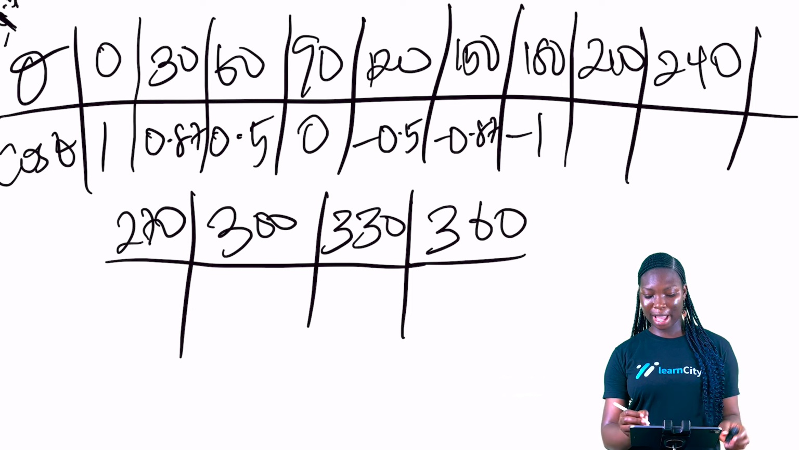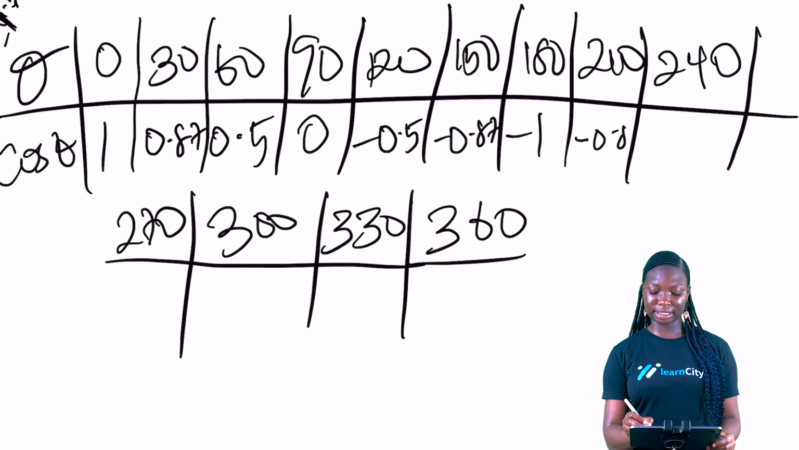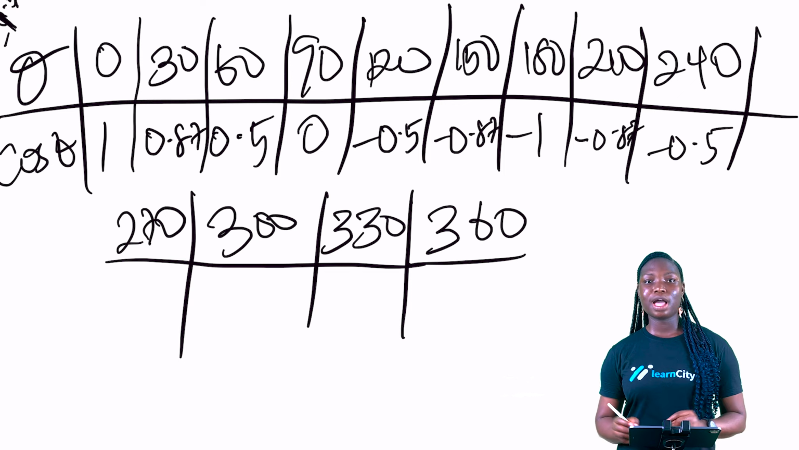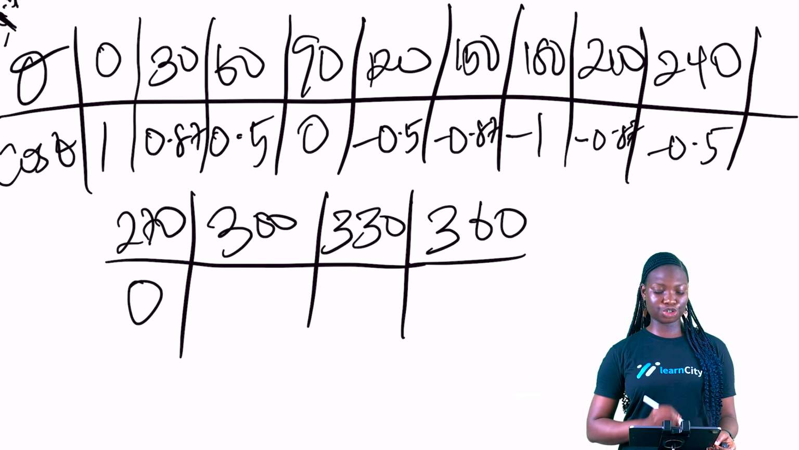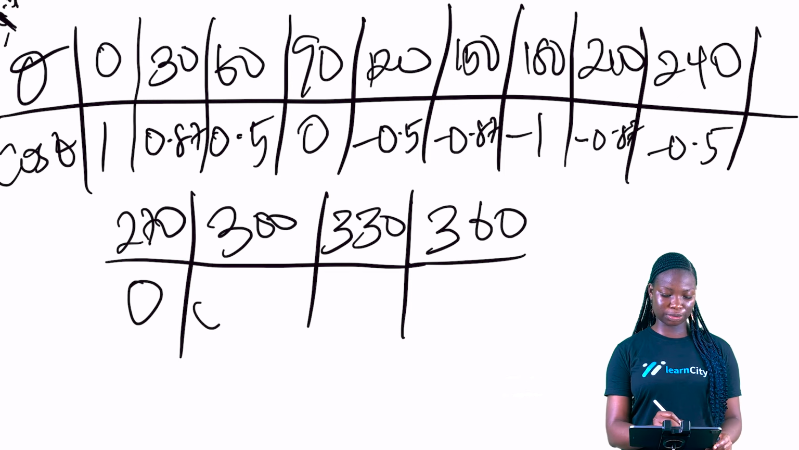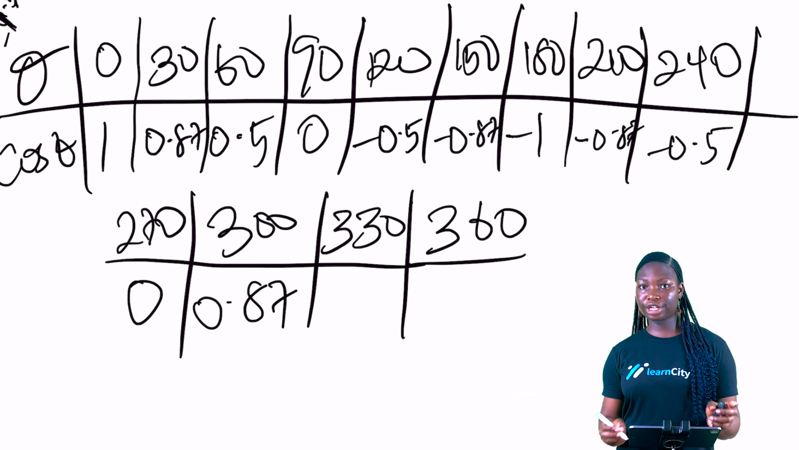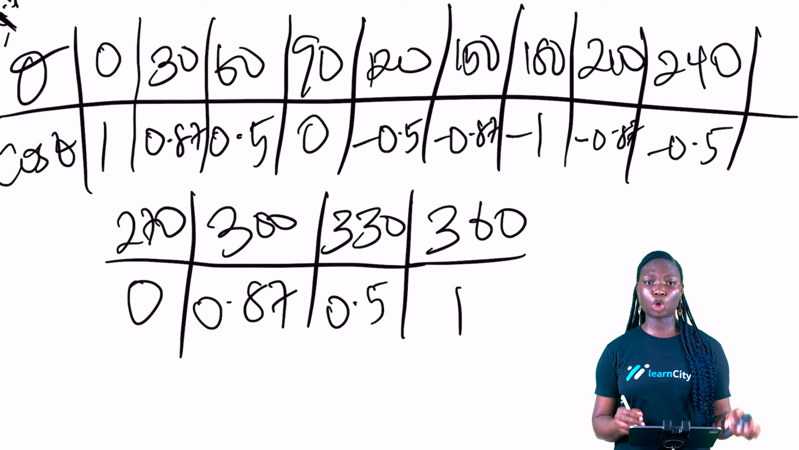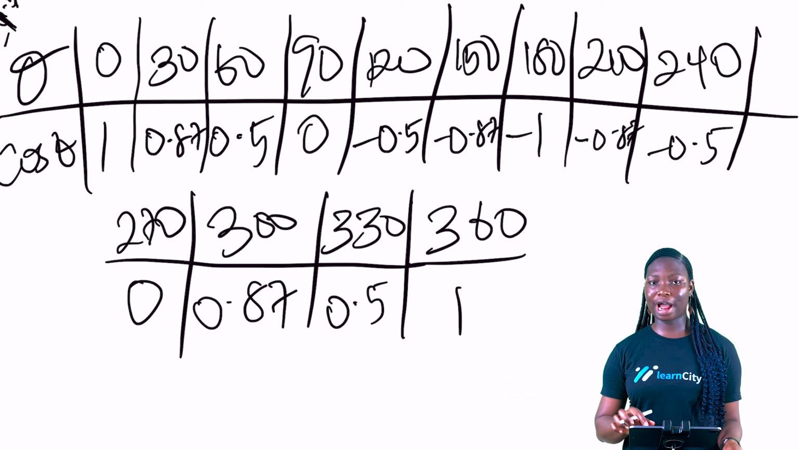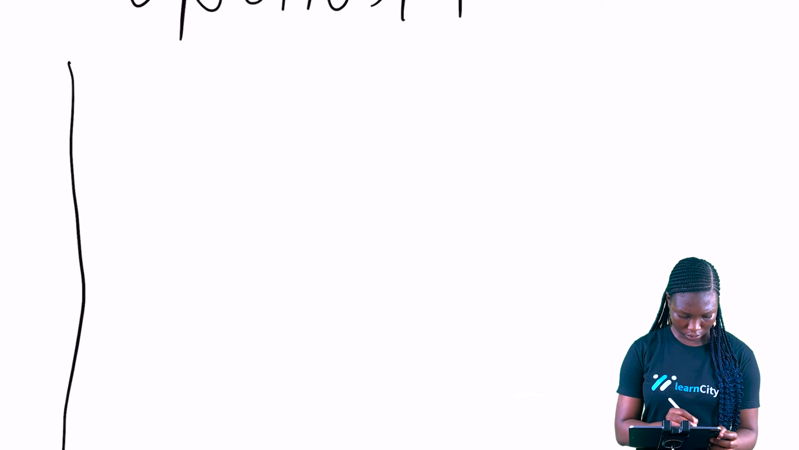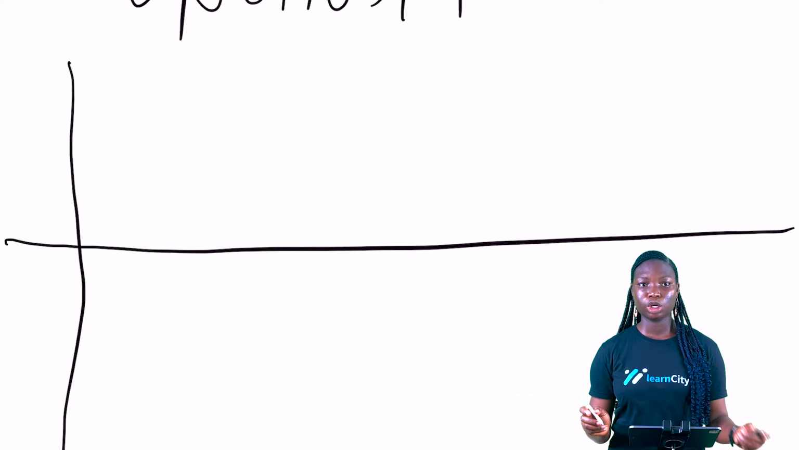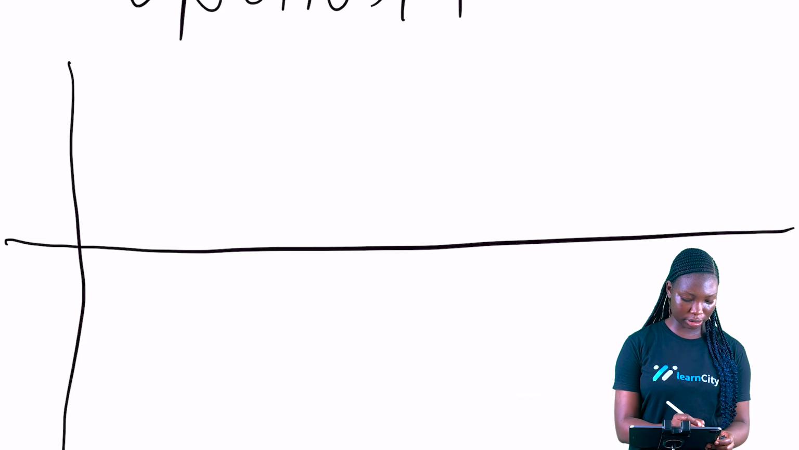At 210, we have it to be minus 0.87. At 240, we have it to be minus 0.5. At 270, we have it to be 0. At 300, we have it to be 0.87. 330, 0.5, and 360, we have it to be 1. So we plot our graph, where we also have the same way.